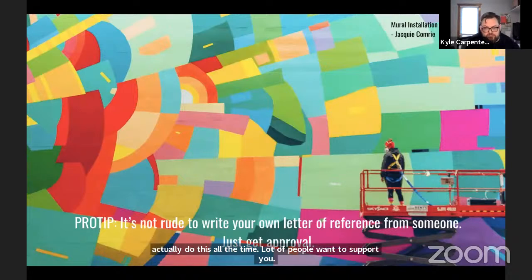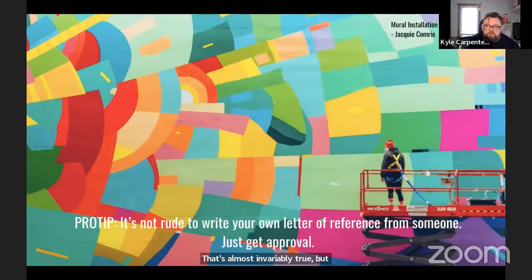That's almost invariably true. But it takes time to write a letter. Even if they're enthusiastic, that's time they have to set aside to think about it. What we often do is write the letter we want them to sign and say, hey, here it is, change anything you want, but if you're okay with this, could we just add your signature and submit on your behalf? And in most cases, folks are A, grateful you took the time to do that for them, B, happy to support you, and C, that's time they don't have to spend helping you.